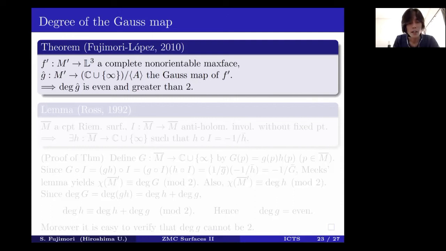Okay, so let F prime be a complete non-orientable maxface, and G hat the Gauss map of F prime. Then we could prove that the degree of G hat is even and greater than 2. Okay? In the minimal surface case, Meeks shows that the degree and the Euler characteristic of M prime bar are congruent modulo 2. But in this case, it is never an odd number, always an even number. Okay, so let me briefly explain the proof.